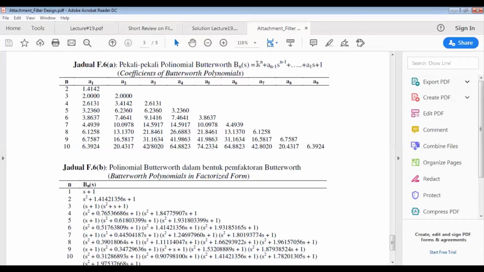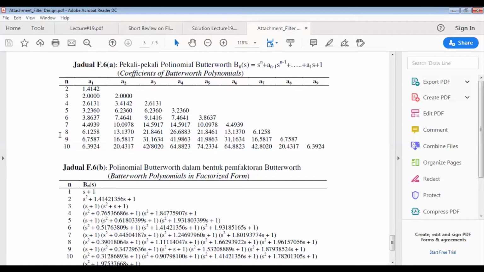We are supposed to get S to the power of 3 plus A2 S to the power of 2 plus A1 S plus 1, where A2 and A1 are both equal to 2. So we get S cubed plus 2S squared plus 2S plus 1, and it should be equal to this equation. If we expand this equation, we are supposed to get the same as this.